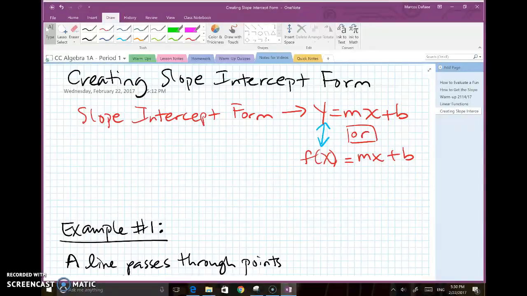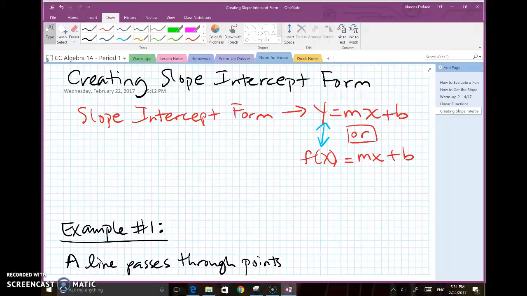This time I'll be showing you how to create a slope-intercept form, specifically how to create this using 2 points that are known to be on the line of the function. And there are a couple of ways that I want to show this to you, so I set up 3 examples. First, I want to quickly remind you that slope-intercept form is y equals mx plus b.